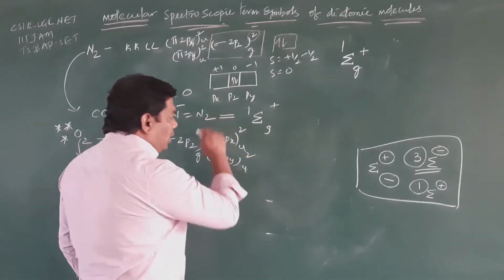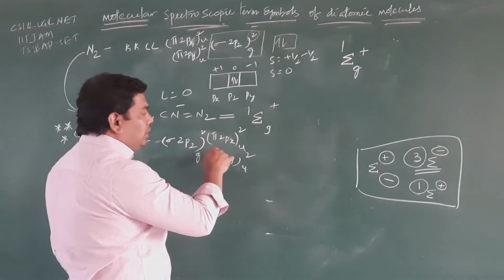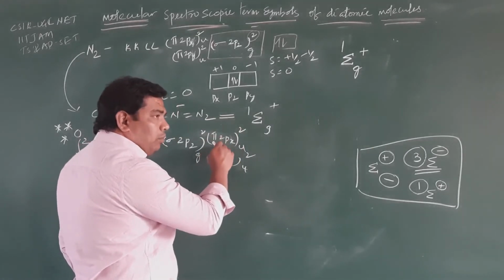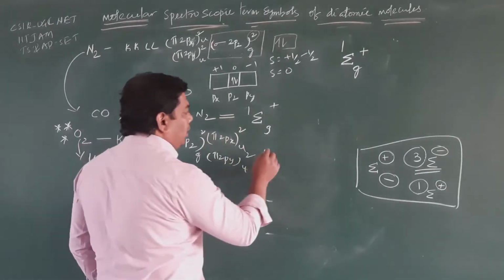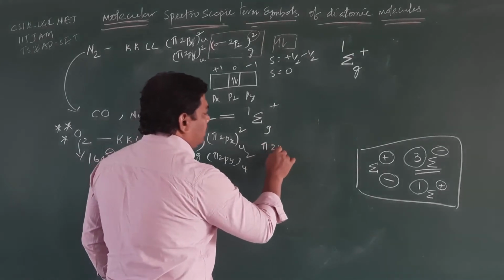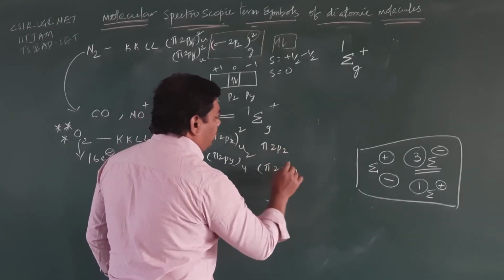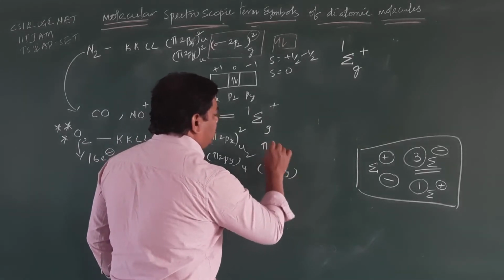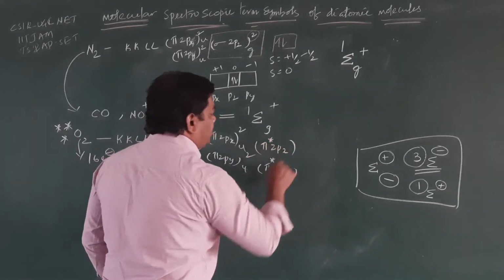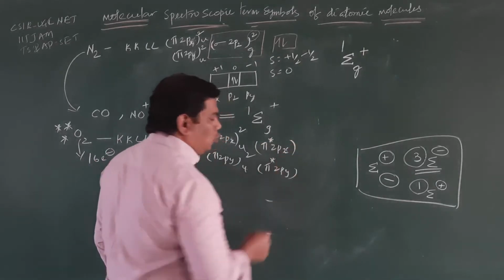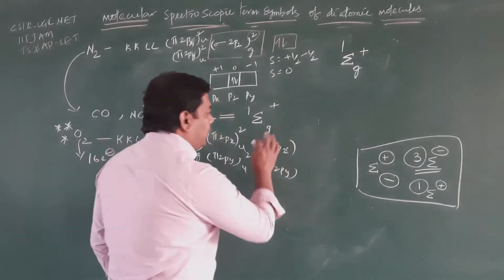Okay. So after the completion of the bonding molecular orbitals of the 2p orbital, the electrons enter into the antibonding orbitals. So this is pi star 2px and pi star 2py. Clear, student?